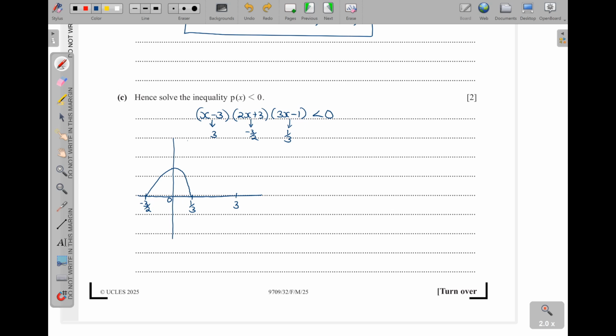Okay, let me just draw it like this, but where it cuts the y-axis is at 9. And then of course now in between these two it has to be below. Okay, it will be like that.